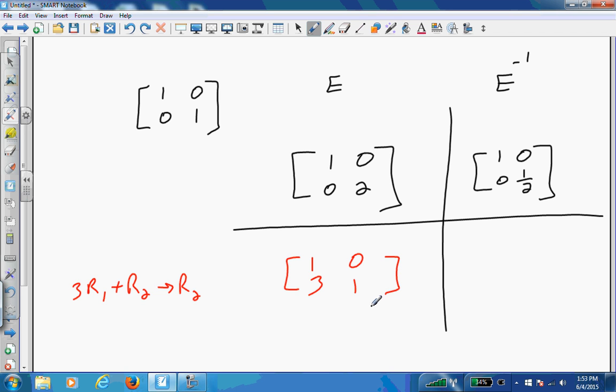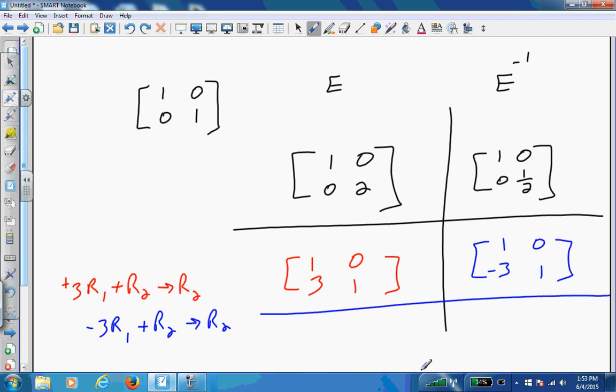The inverse of that, well, what's the opposite of adding 3? It's subtracting 3. So the inverse of 3 times the first row added to R2 is negative 3 times the first row plus the second row. So this would be the inverse of this one.